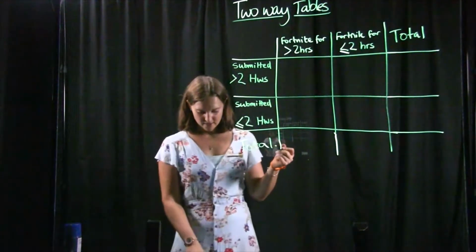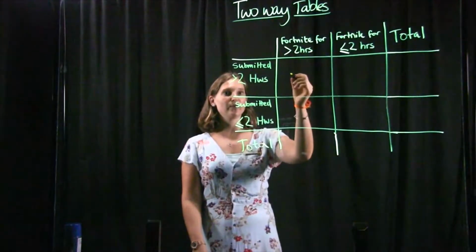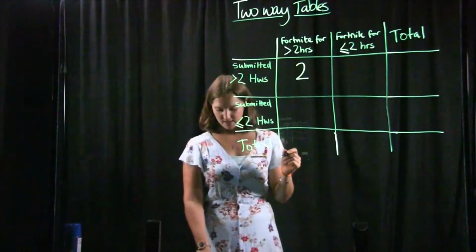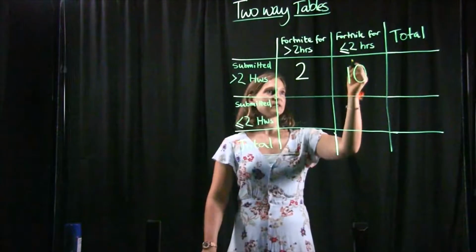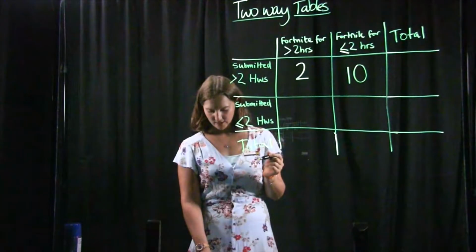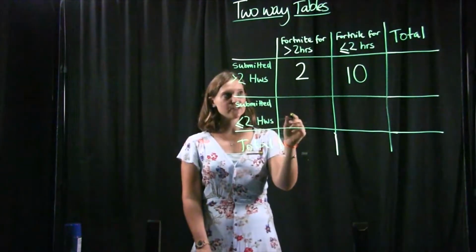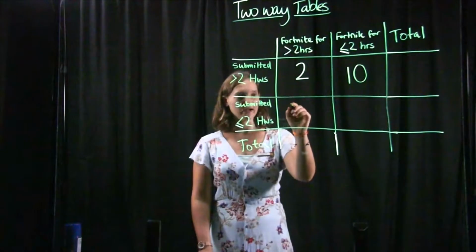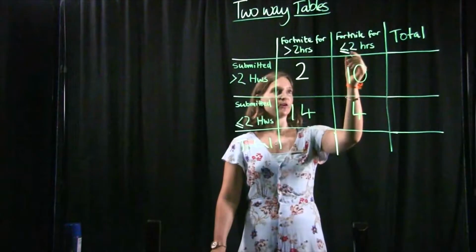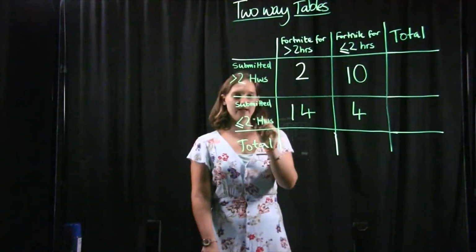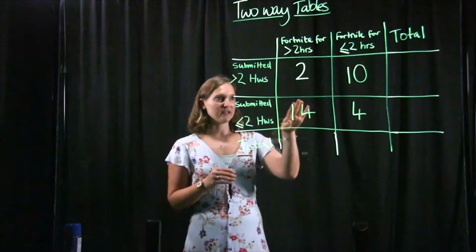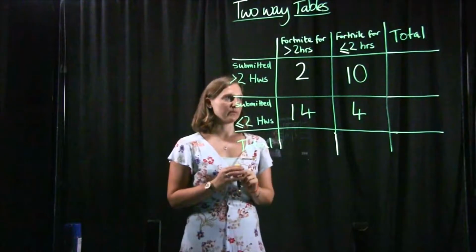So the data I found then was if people played Fortnite for more than 2 hours and submitted more than 2 pieces of homework, there were 2 people that managed that. There were 10 who played it for equal to or less than 2 hours and submitted more pieces of homework per term. For less than 2 pieces of homework and they played it for more than 2 hours, there were 14. And there were 4 people who played Fortnite for less than or equal to 2 hours and submitted either 2 or fewer pieces of homework for the term. So that's the beginning of our table. I've split it up then into 2 complementary events.